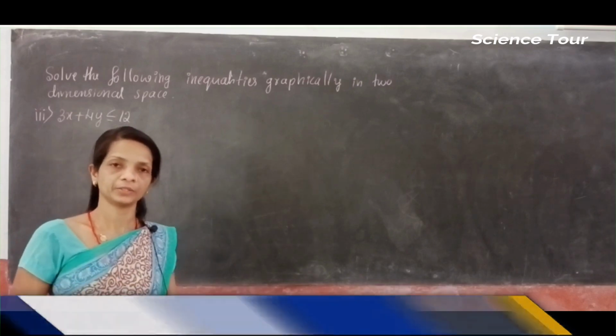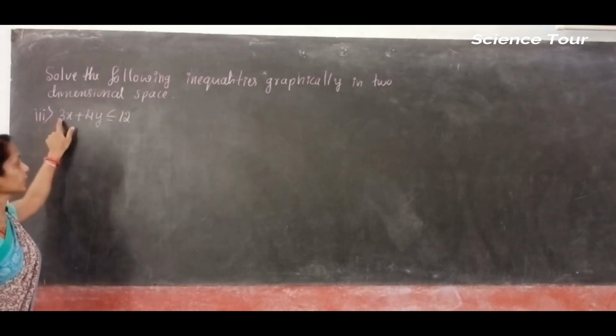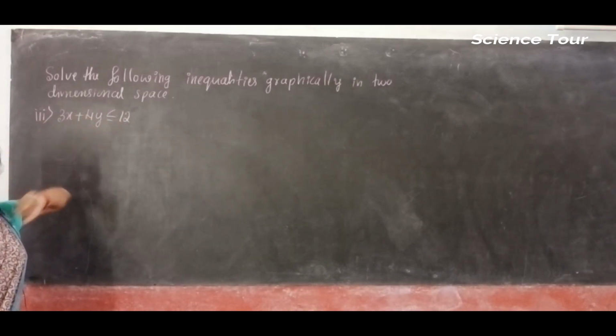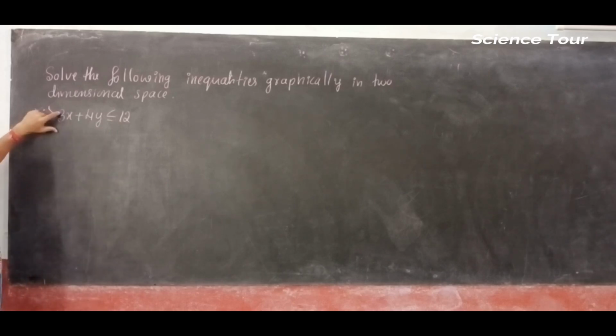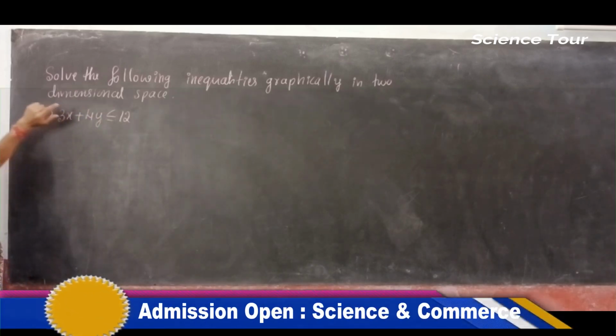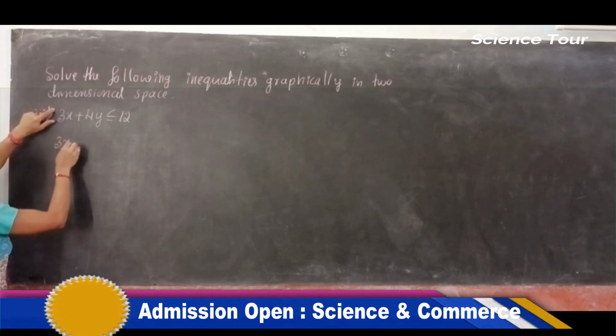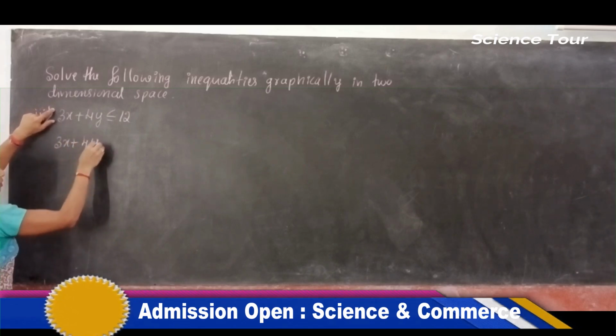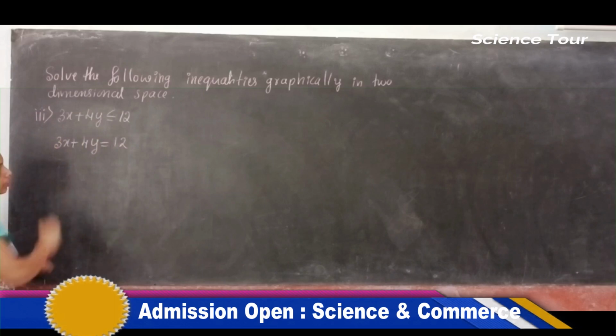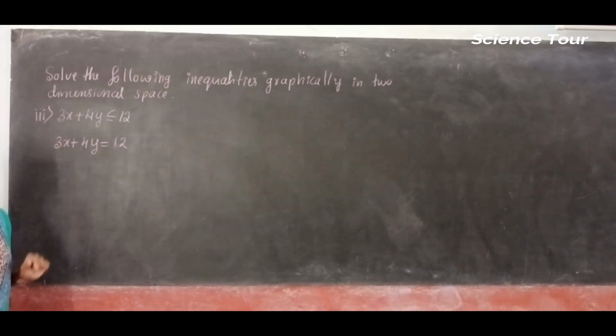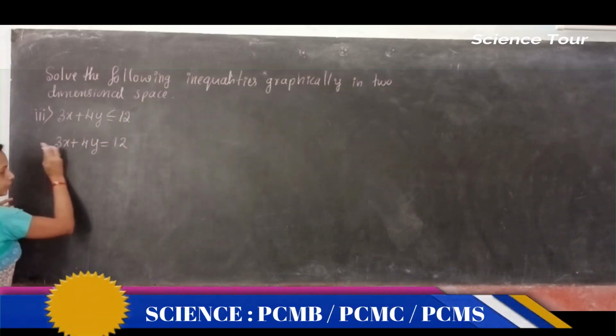Next inequality you have to solve is this one, 3x plus 4y less than or equal to 12. What you have to do? You have to replace the inequality symbol with the equal to symbol. Then you will get the equation 3x plus 4y is equal to 12. That represents the equation of a line. Now you have to draw the graph of this line.